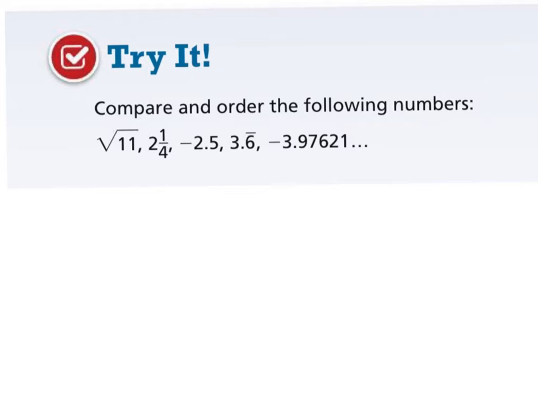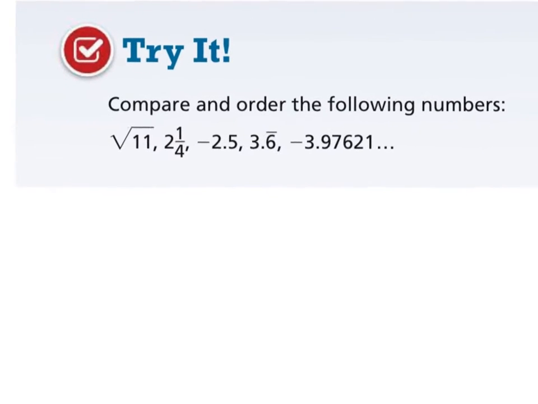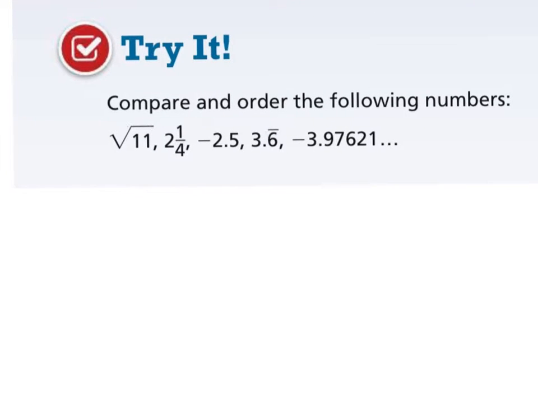So on the try it, they want us to compare and order these numbers. One thing different on this problem than the previous problem is we do have some negative numbers. So you guys know negatives are smaller than positives. If we can just get some of these that don't have decimals, those first 2 are the only ones that don't have decimals, let's get those to being a decimal approximation, and then we'll be able to put these in order.